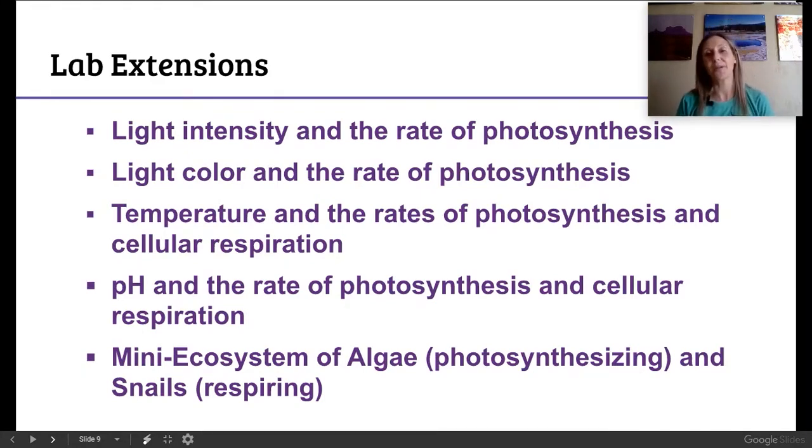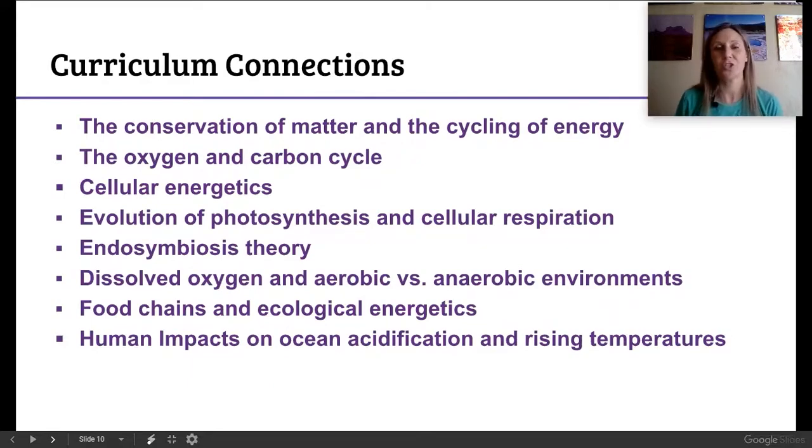If we ever really wanted to be ambitious, maybe in the future, you can actually add little snails to your cuvettes to set up a mini ecosystem and see if that is going to change the overall balance of cellular respiration and photosynthesis within the little ecosystem that you set up. Possible curriculum connections that you might want to consider on where to put this.